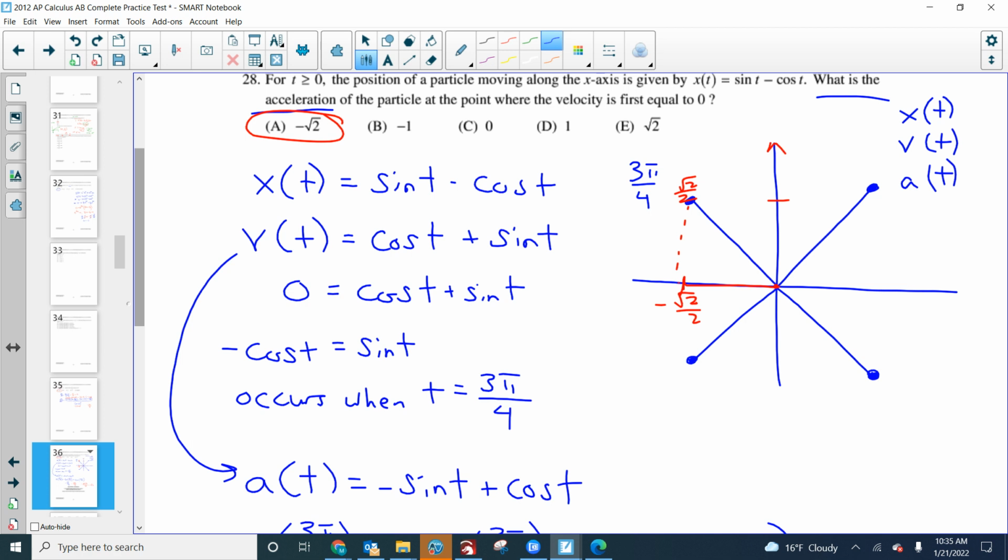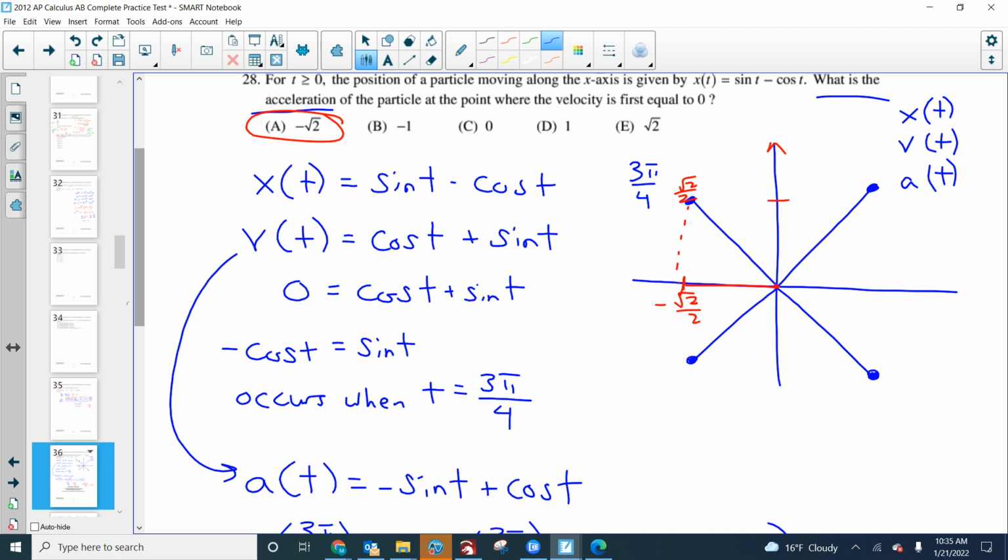Or equal to the same value as opposite for cosine, which is the x value, right? Do you agree it's 3 pi over 4? Is sine positive there? What's the sine of 3 pi over 4? Radical 2 over 2. What's the cosine of 3 pi over 4? Negative radical 2 over 2. Does it match that rule? Yes. So the answer to that, the time, is 3 pi over 4.